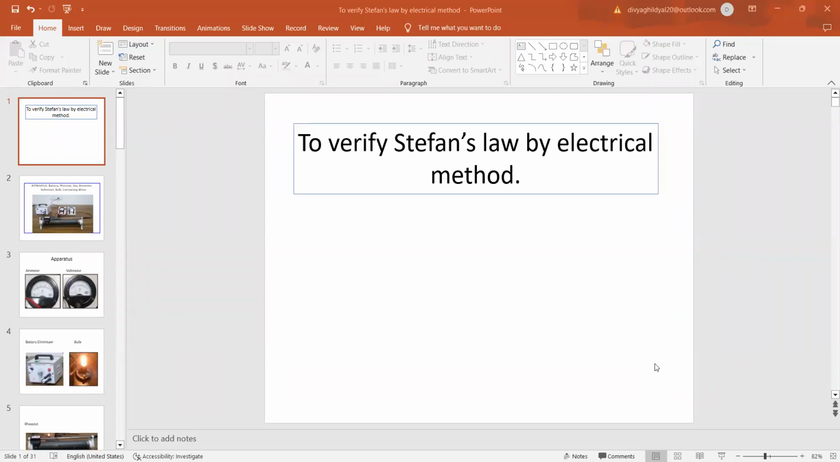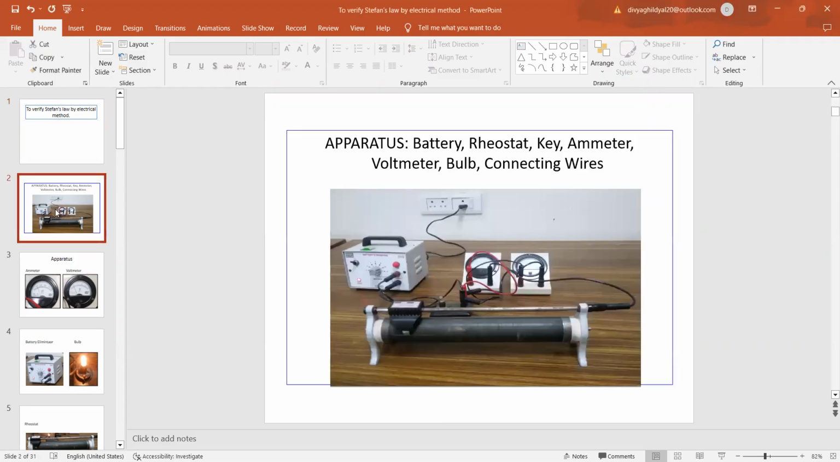Hello students, in today's lecture we are going to verify the very famous Stefan's law by the electrical method. For this, the apparatus required is a battery, a rheostat to vary the current, a key, an ammeter for measuring current, a voltmeter for measuring the voltage, a tungsten filament bulb, and a few connecting wires.